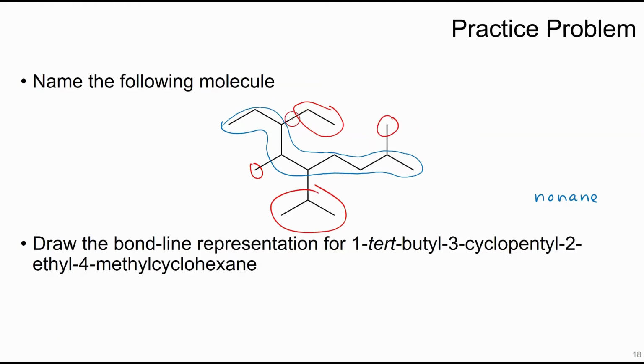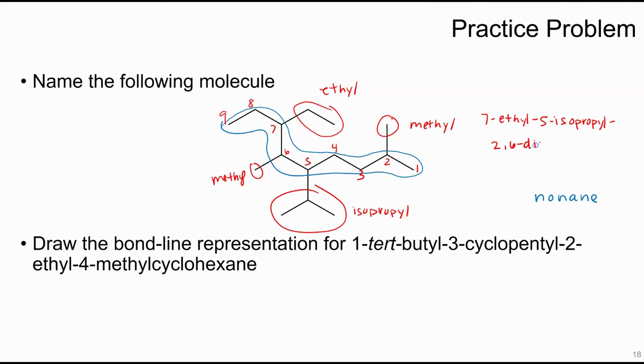This one starts on the 3rd carbon. This one starts on the 2nd carbon. So I'm going to number this way. I have a methyl group. This is ethyl, methyl, and this is that Y, so this is an isopropyl. Ethyl comes first alphabetically, so it would be 7-ethyl, 5-isopropyl, 2,6-dimethyl, nonane.